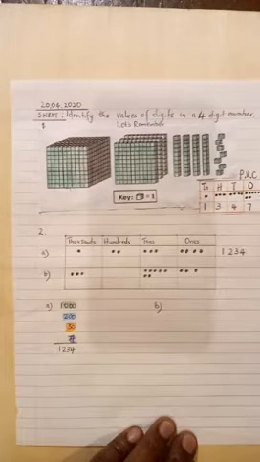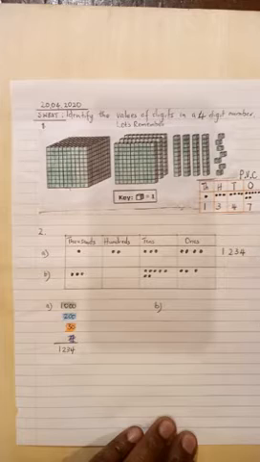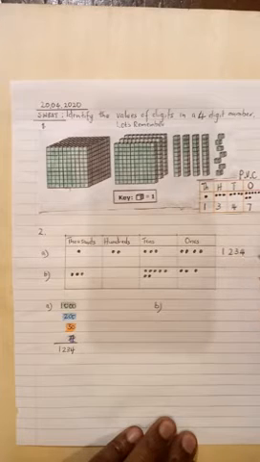And the 4-digit number that identifies with the way the discs appear in the place value chart is 1234.